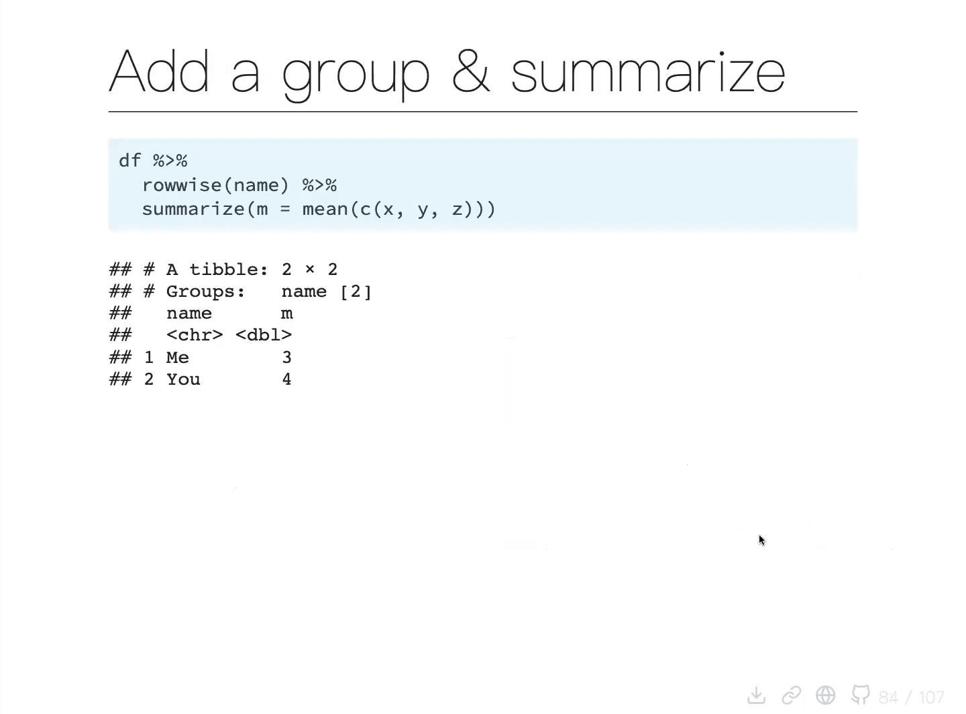You can also add groups to your row-wise operation. So here's a very quick example where I'm saying group by name and then summarize. In this case, whatever my grouping is going to be, just like any other group by summarize, that variable is going to be there. And then I'm getting my summary, which is actually just the row mean in this case.